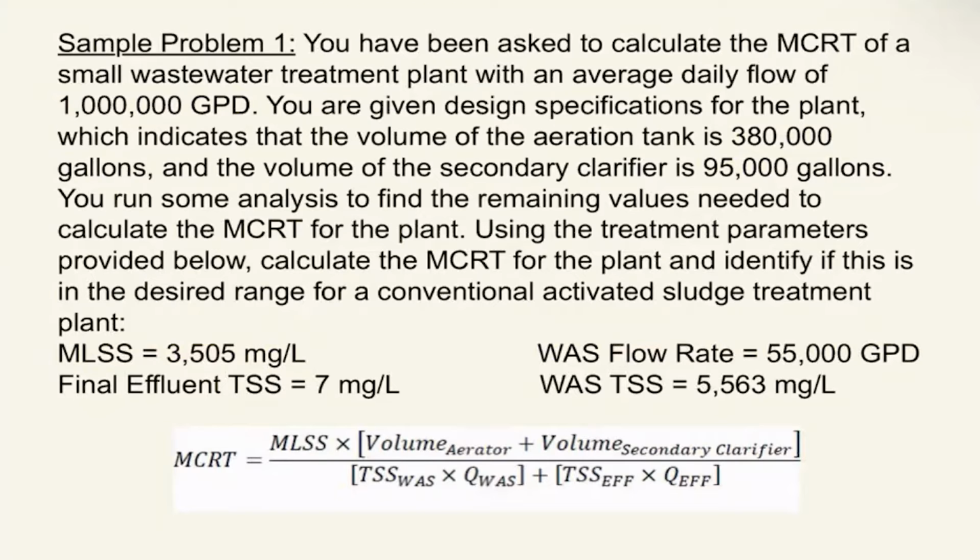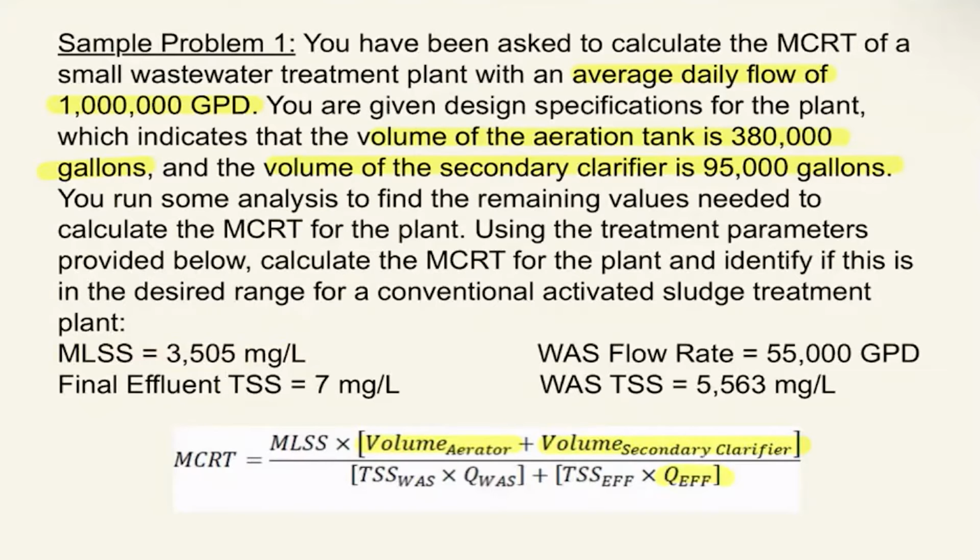So the first thing I see is the average daily flow of 1 million gallons per day, which is going to equate to our effluent flow because the effluent flow is not explicitly stated. So we will assume whatever's going in is what's coming out. Next, we have the volume of the aeration tank at 380,000 gallons, which correlates right here in the equation for volume of the aerator. Next, there's the volume of the secondary clarifier of 95,000 gallons, which correlates to this term, volume secondary clarifier, on the equation.